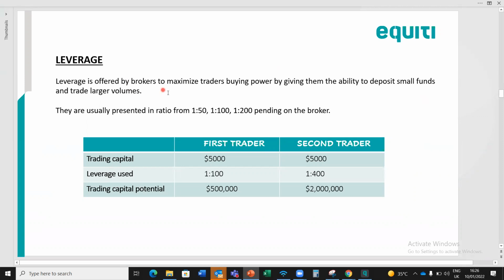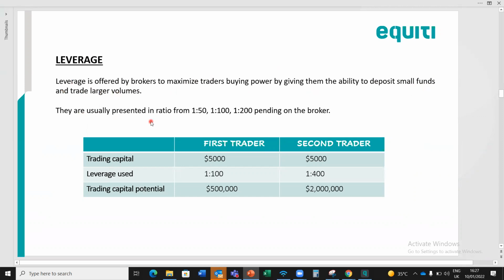Leverage is offered by brokers to maximize traders' buying power by giving them the ability to deposit small funds and trade larger volumes. To deposit what? Small funds. Now, you deposit small funds, but because you are on leverage, you are able to trade larger what? Volumes.